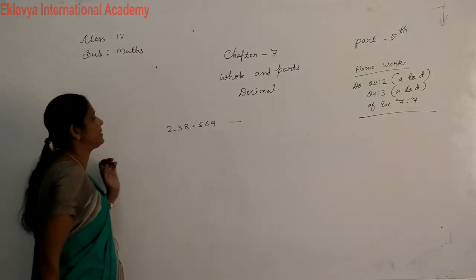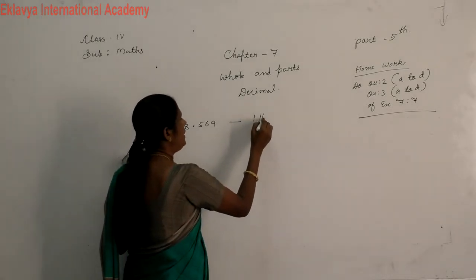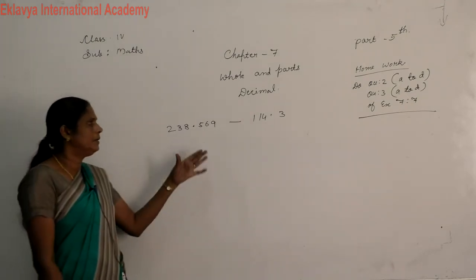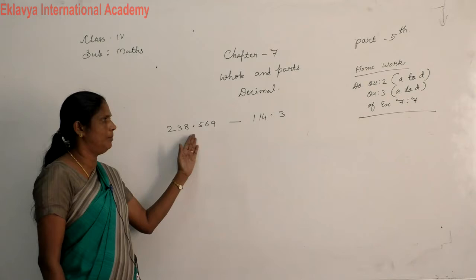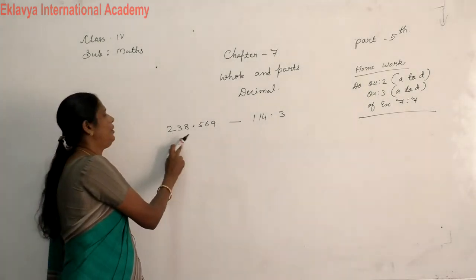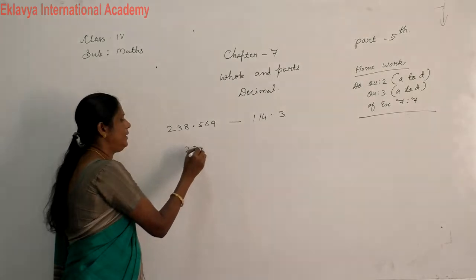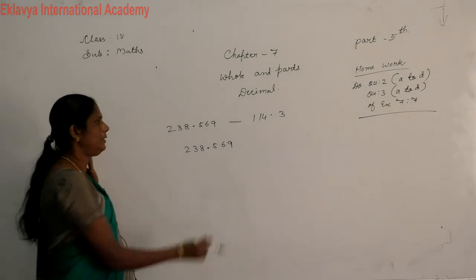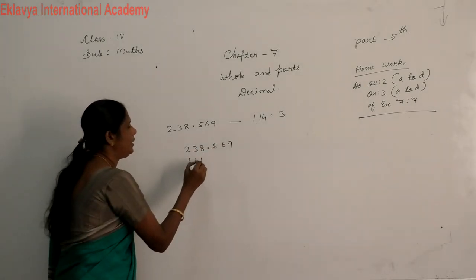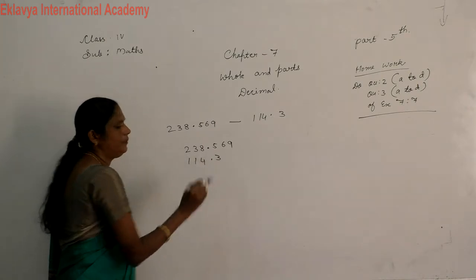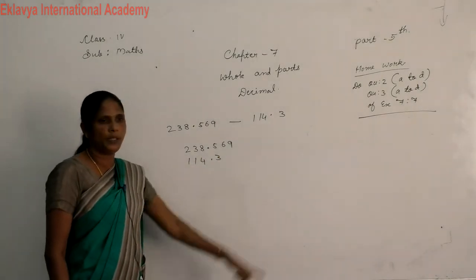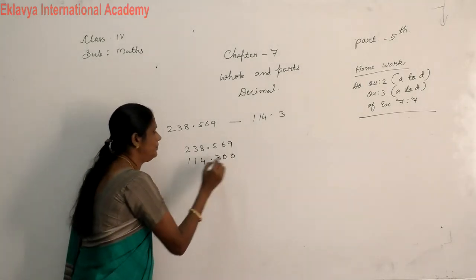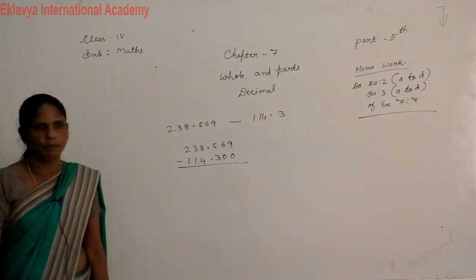Next, 238.569 minus 114.3. Look here. First you write this number. This is the bigger number. You write 238.569. Then you write 114.3. There is 1 decimal place. How many zeros do you put extra here? 2 zeros. Then subtract this number.